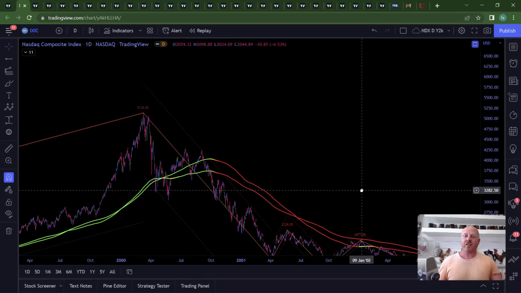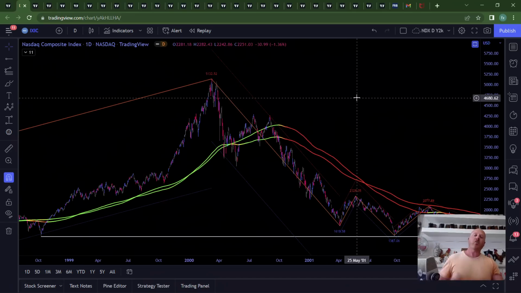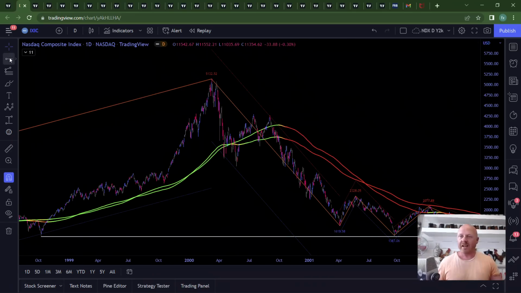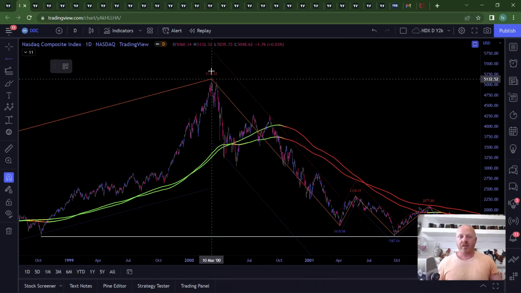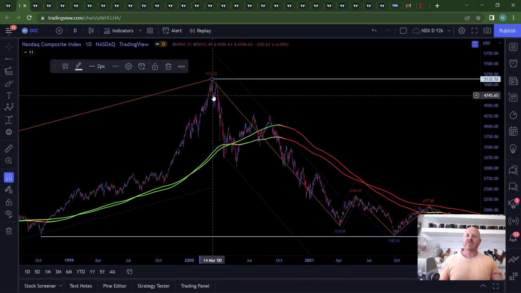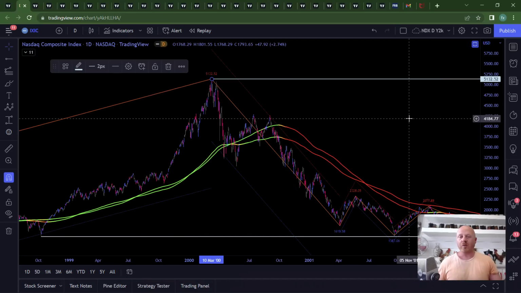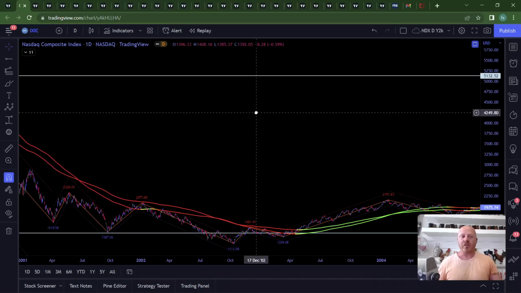And something else to look at when people say, well, how long will Bitcoin stay deflated? How long can it stay deflated? Now, let's go ahead and throw a top on here. This is your top, okay? This is your March 10th, 2000. You have 5,132 on the Nasdaq. And March of 2000.